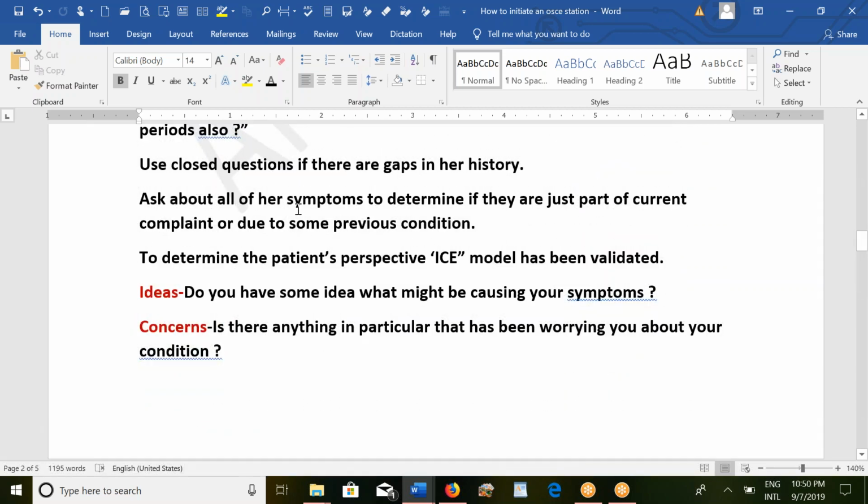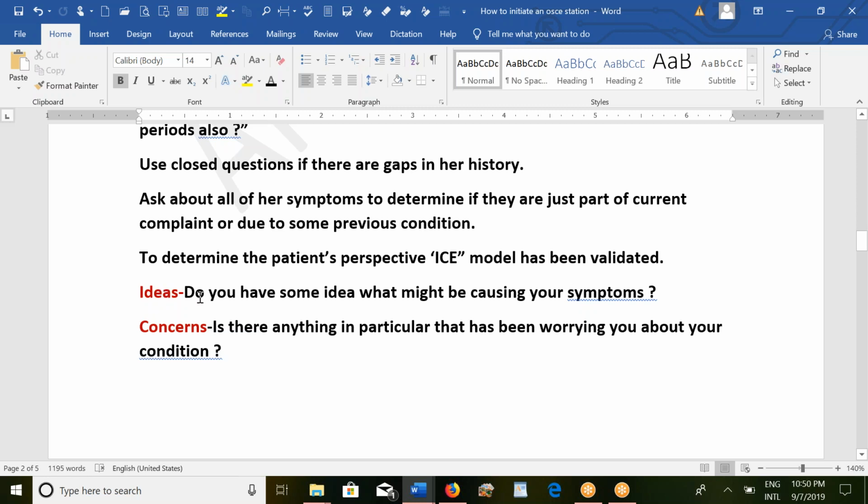Ask about all of her symptoms to determine if they are just part of current complaint or due to some previous condition. To determine the patient's perspective, the ICE model has been validated.